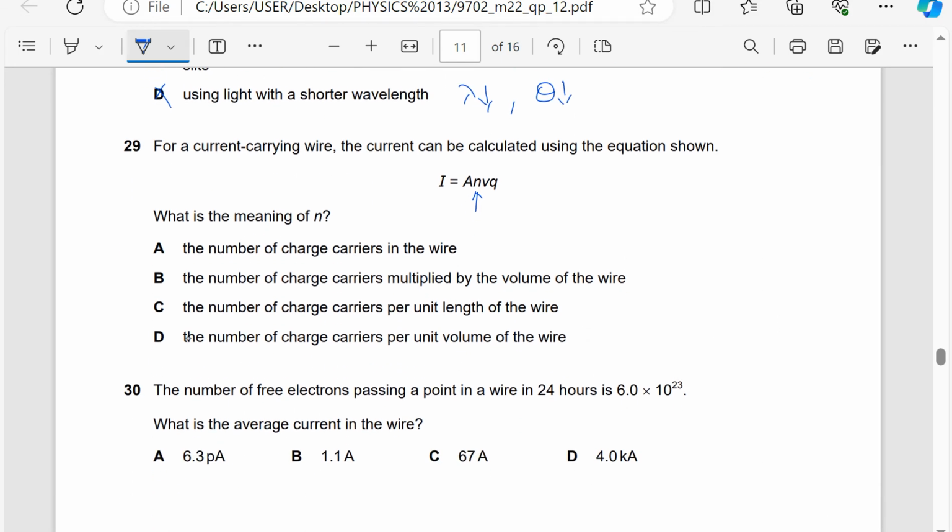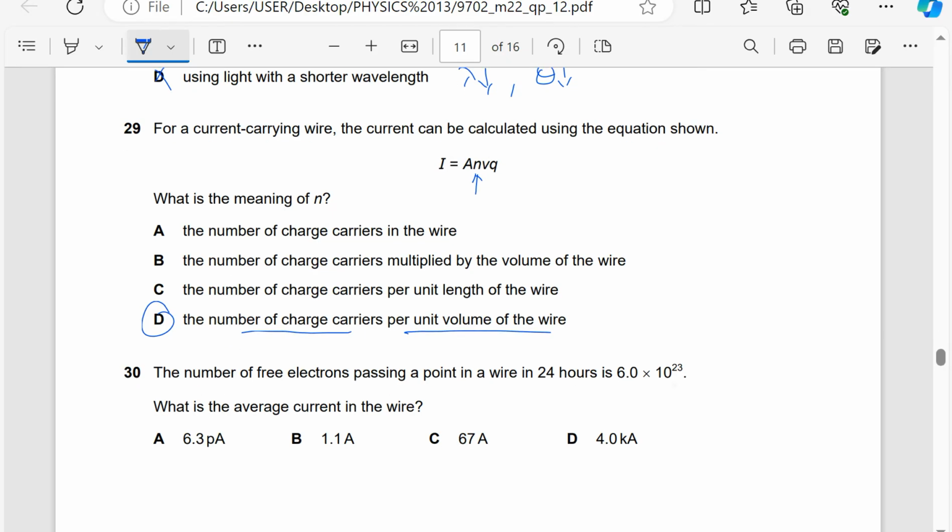So let's check. Number of charge carriers in the wire? That is not true, it should be per unit volume. Number of charge carriers times volume, that is wrong. Number of charge carriers per unit length, that is wrong. So the answer is D. Number of charge carriers per unit volume, that is n.